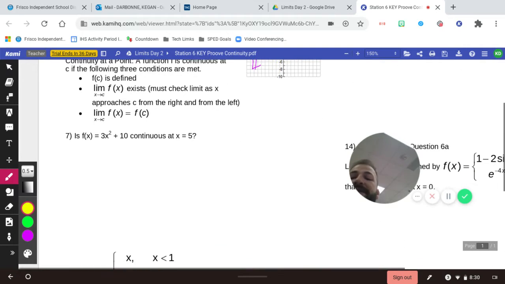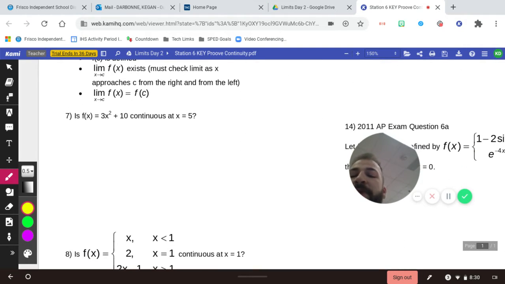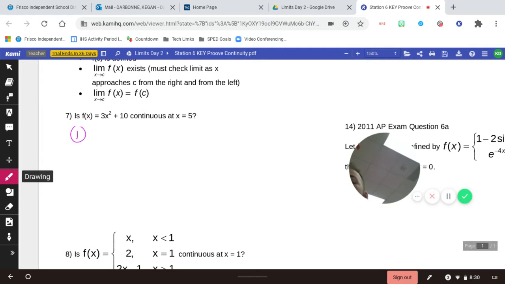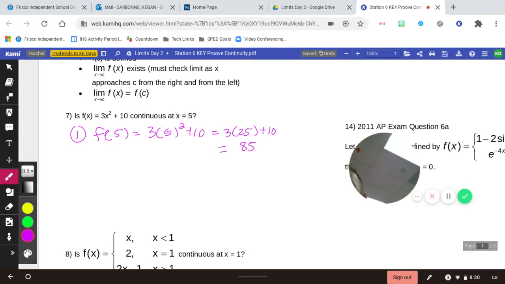So number 7 is f of x equals 3x squared plus 10 continuous at x equals 5. So let's do step 1. Plug it in. So f of 5 is equal to 3 times 5 squared plus 10. So that's 3 times 25 plus 10, which equals 85. So step 1, good.